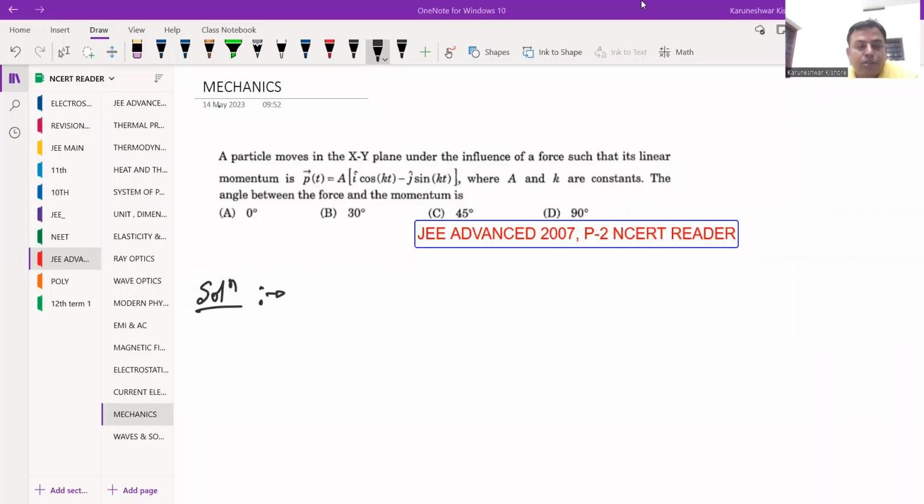So this question is from Mechanics, JEE Advanced. It is a question asked in 2007, and it was in Paper 2. So let's have a look at the question. What is the question asking you?